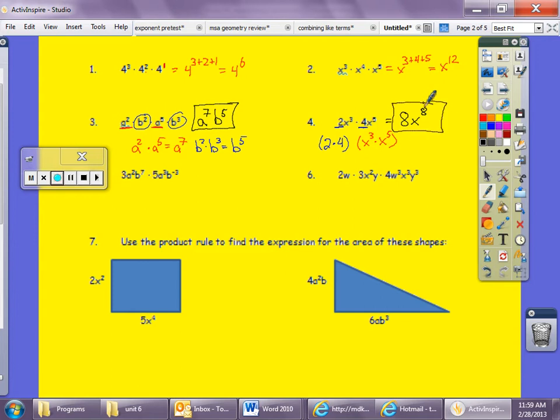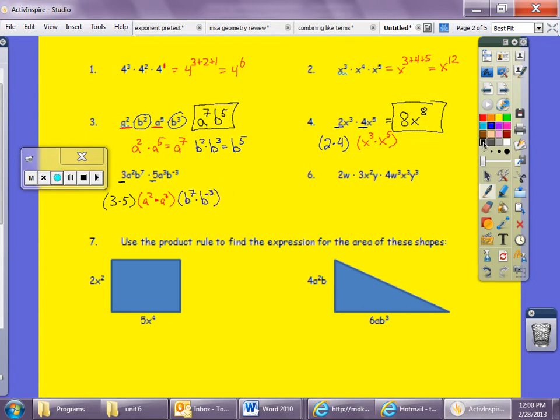When we get to number 5, now once again, we group our numbers. So I have a 3 and a 5. Now I group my a's. Well, that's an a squared and an a to the third. That's a multiplication. And then we group our b's. Well, it's b to the 7th times b to the negative third.